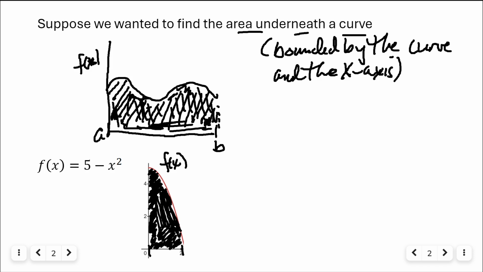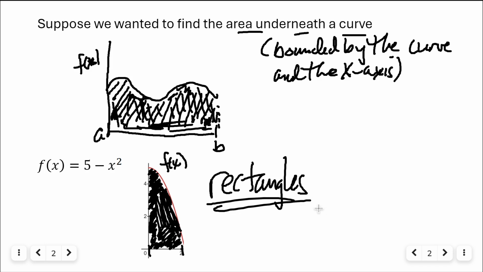And to start approximating areas, we're going to use rectangles. So we're going to use rectangles in this region to approximate the area that's underneath the curve. That's how we're going to start approximating the area. Now there's other ways you can do it as well, and some of those we will see in the future. But for now, we're going to work with rectangles. So let me show you how this is done.